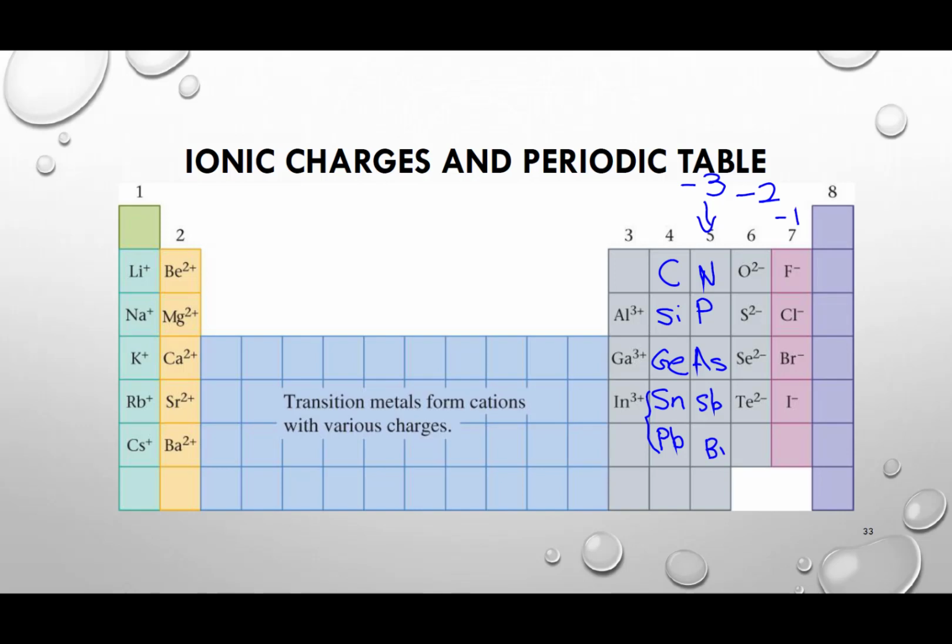Then I want you guys to memorize. Group 1 metals are all +1. Group 2 metals are +2. For group 3, these 3 only are +3. Okay, then these are metals. For non-metals, group 7 is -1. Group 6 is -2. And group 5 is -3. I want you to memorize it, okay? It's going to be -3.